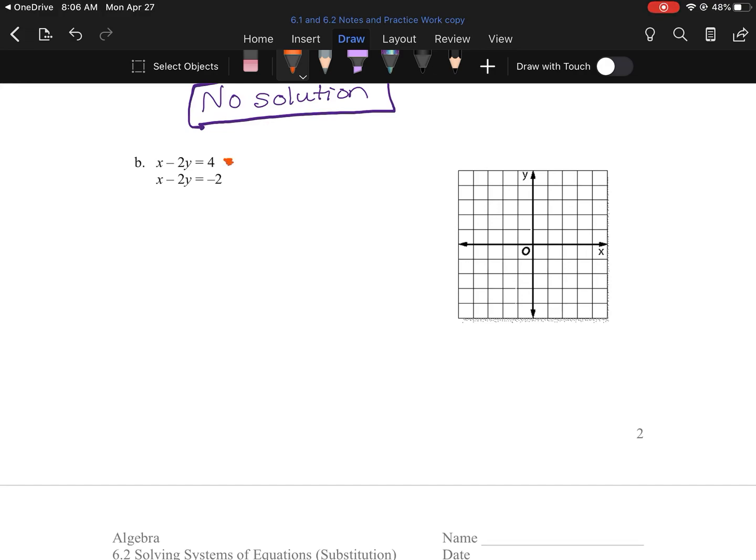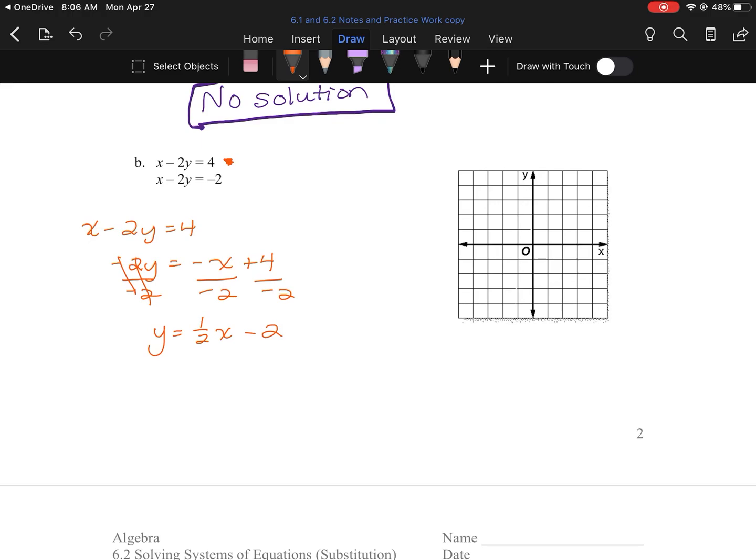Again, we have to go through and solve this for y. Some of them are already solved for y, and that makes your life just a little bit easier. All right, so I'm going to subtract x from both sides. So negative 2y equals negative x plus 4. And now I'm going to divide both sides by negative 2. I'll show that. Sorry, I didn't show that on the last problem. So y equals 1/2 x, and that's positive, minus 2.